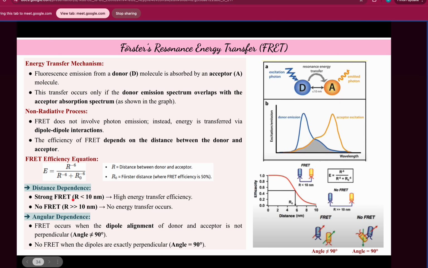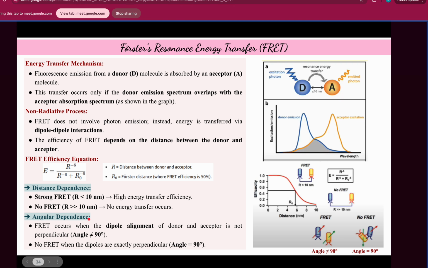Distance dependence means if the distance is less than 10 nanometers, then there will be high energy transfer efficiency. And if the distance is greater than 10 nanometers, then the energy transfer will not take place. So in such scenarios, there is no energy transfer.